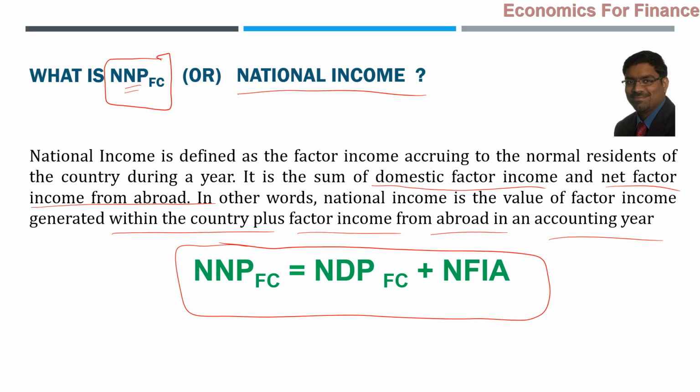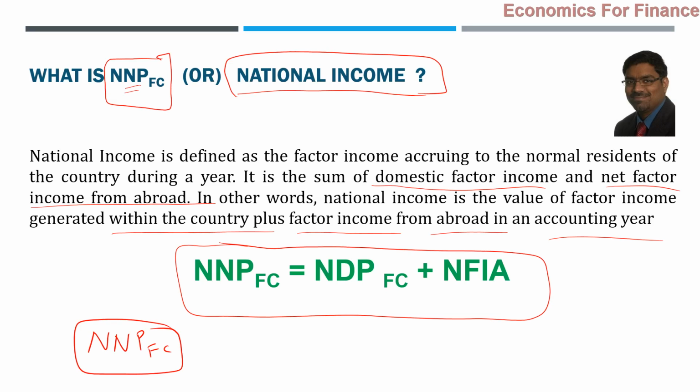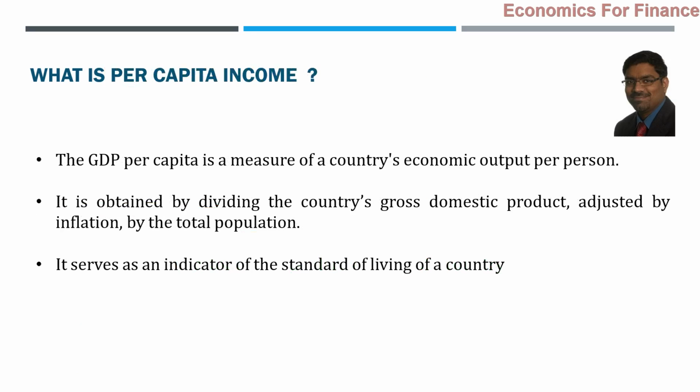So normal sequence is from one to another, they will keep on just getting added, and there will be a lot of things that will have to be adjusted in order to arrive at this net national product at factor cost. Ultimately, this is the objective. That's what we are calling it as national income, net national product at factor cost.